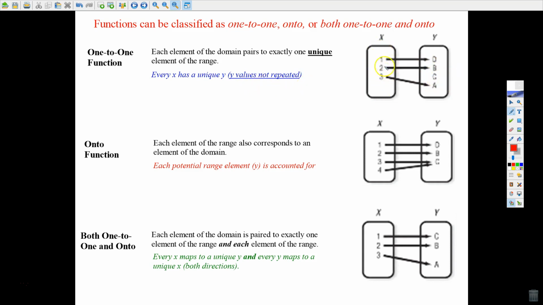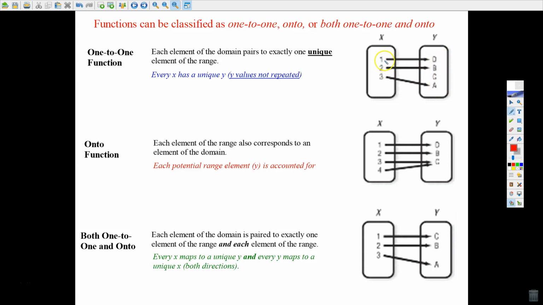Okay, we've already established that we can't have any repeats in the x because that makes it not a function. In classifying here, all of these are going to be functions, so it's up to us just to determine, okay, well, what kind of function? So obviously there can't be any repeats in the domain, but if you want to know whether or not a function is one-to-one, then you can't have any repeats in the range.